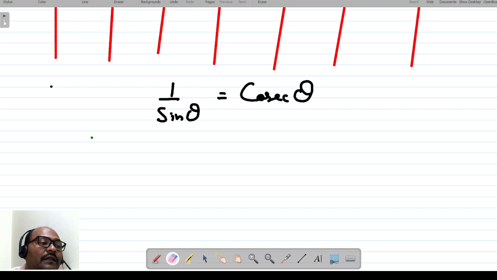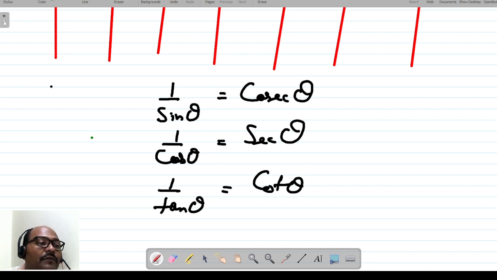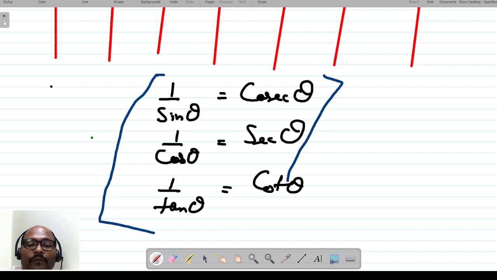And similarly, 1 by cos theta is equal to sec theta, right? And 1 by tan theta is equal to cot theta. Just keep it in your mind, students. Okay, this you need to remember only. Very, very important.